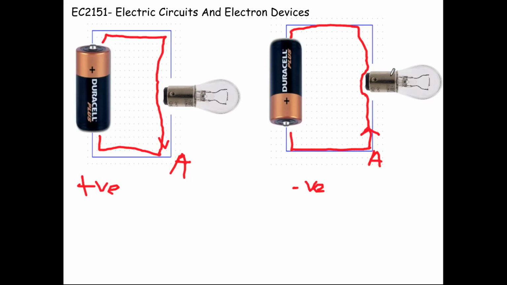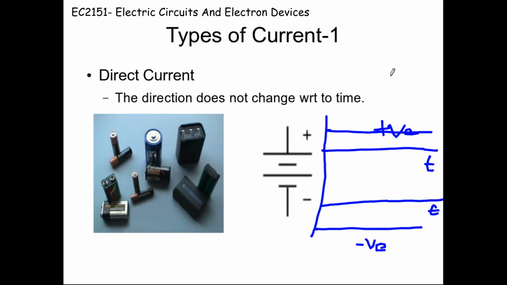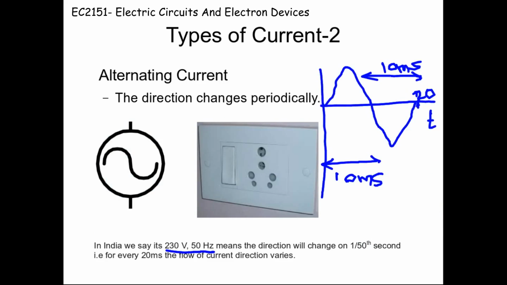Let me go through it once again. There are two types of current: direct current and alternating current. A current whose direction does not change with respect to time is known as direct current, and it is either positive for the whole time or negative for the whole time. And for alternating current, the source is our own household plugs and sockets.